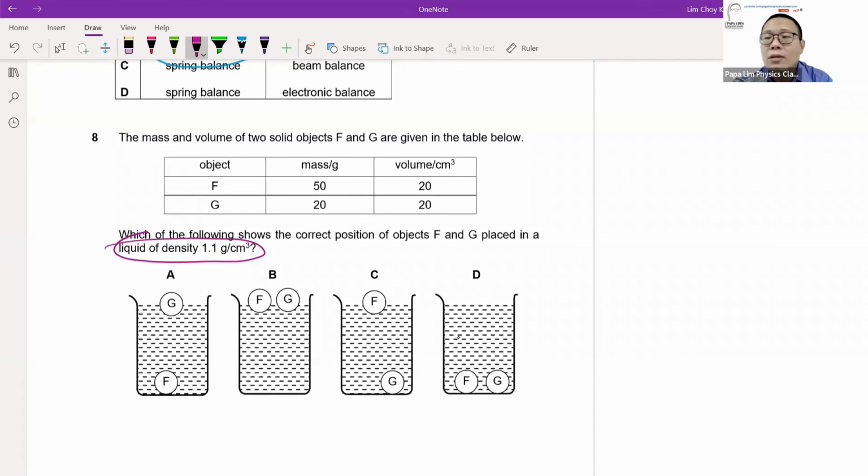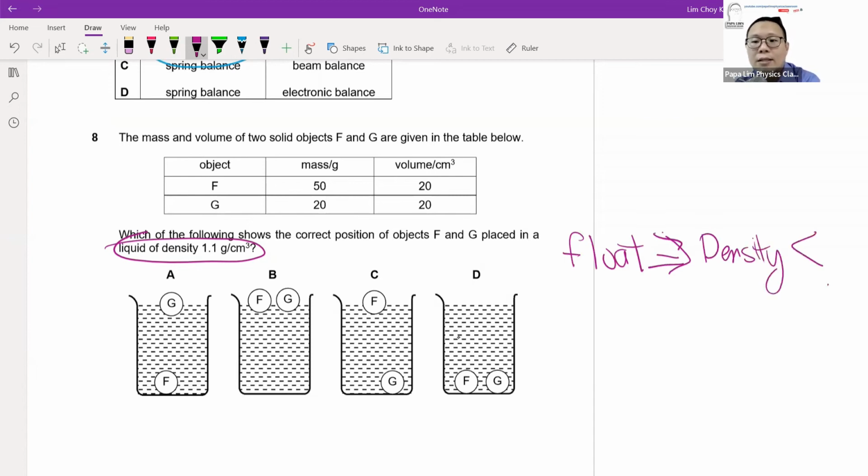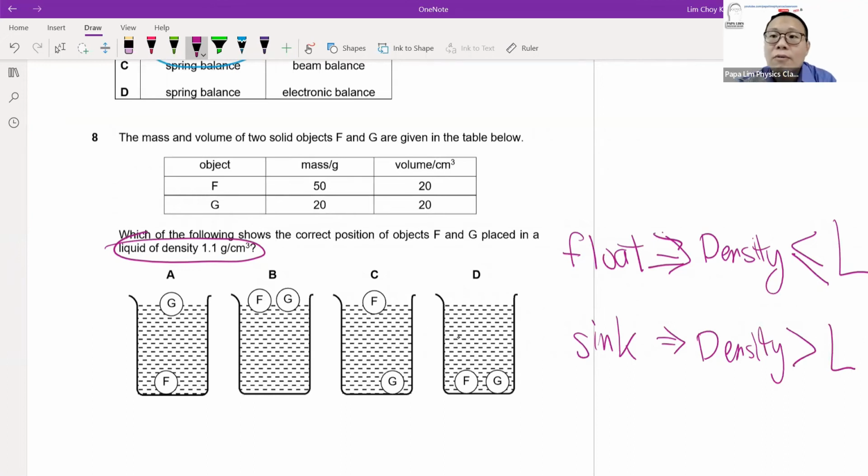Like we all learned in primary school, for floating you look at the density. Your density has to be lighter than, or equal to, the liquid itself. So the density has to be minimally the same or smaller so that you can float. For sinking, the density of the object must be bigger than that of the liquid. Even if it is just slightly higher, the object will definitely sink.